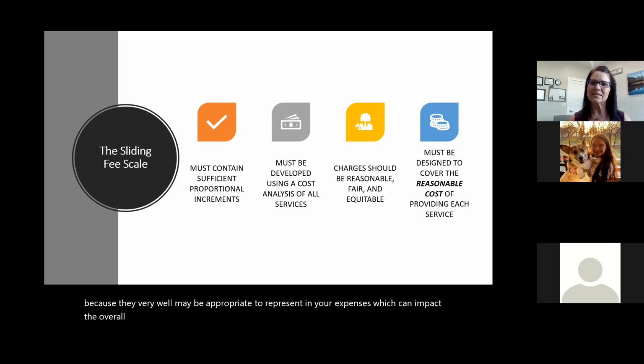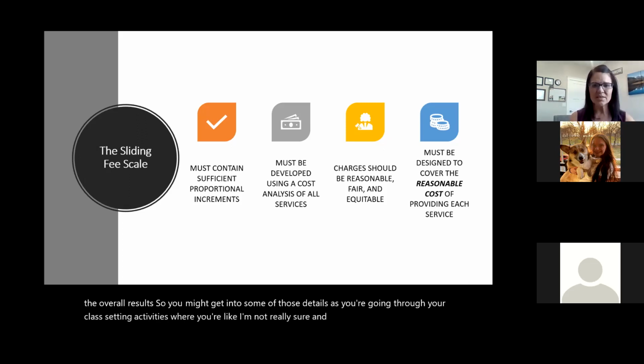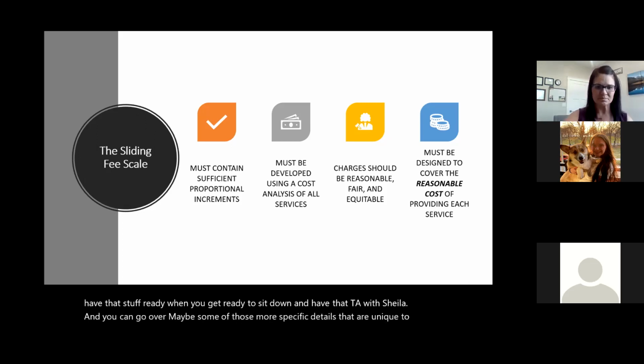So you might get into some of those details as you're going through your cost setting activities where you're like, I'm not really sure. Keep those things in mind as you start to work on your cost setting activities. Jot down your questions again and have that ready when you sit down for that TA with Sheila, and you can go over some of those more specific details that are unique to your situation.